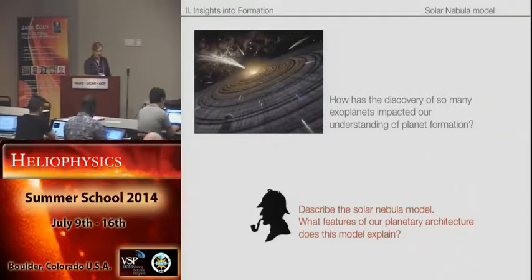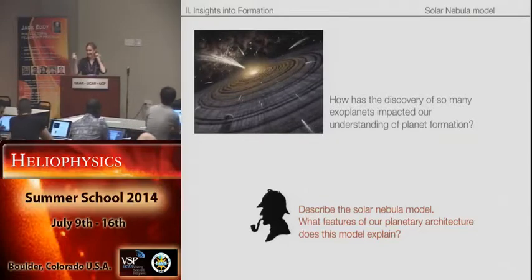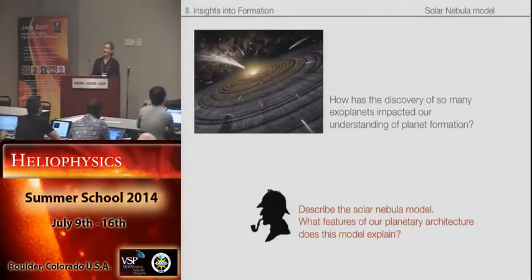So here's Sherlock again, and I'd like you to describe the solar nebula model. In particular, what features of planet architectures does the solar nebula model explain? You probably had this in your intro astronomy classes, right? What is the solar nebula model? What does it basically say? Okay, good. And what things is it successful at explaining in particular?